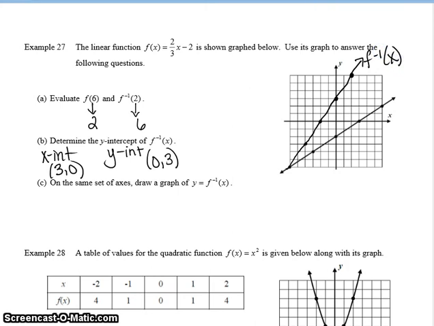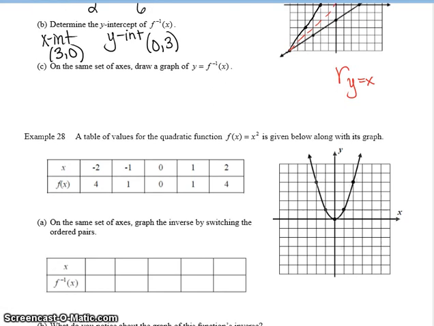Okay, and we talked about this in class. That is a reflection through the line y equals x. So the original graph and its inverse is always a reflection through the line y equals x. Back to our geometry days. Okay, last example here, example 28.